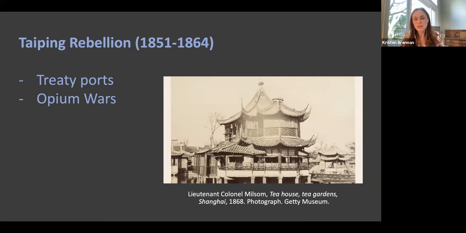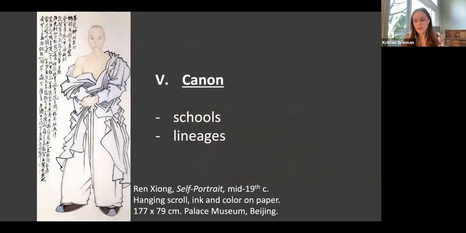All of this, of course, brings us to our fifth and final point, which is of Ren Xiong, who your students may have been introduced to in a textbook talking about Shanghai School artists. And Shanghai School artists raise this question of not just in Shanghai, but more broadly, this question of schools and lineages and how we talk about Chinese art.